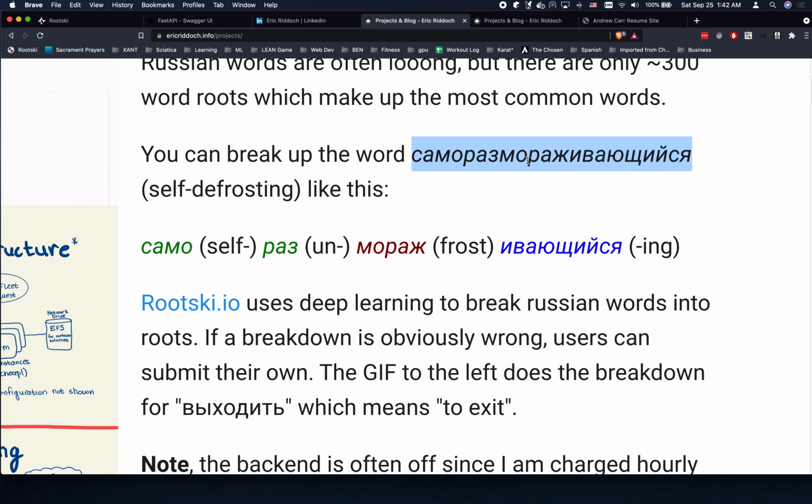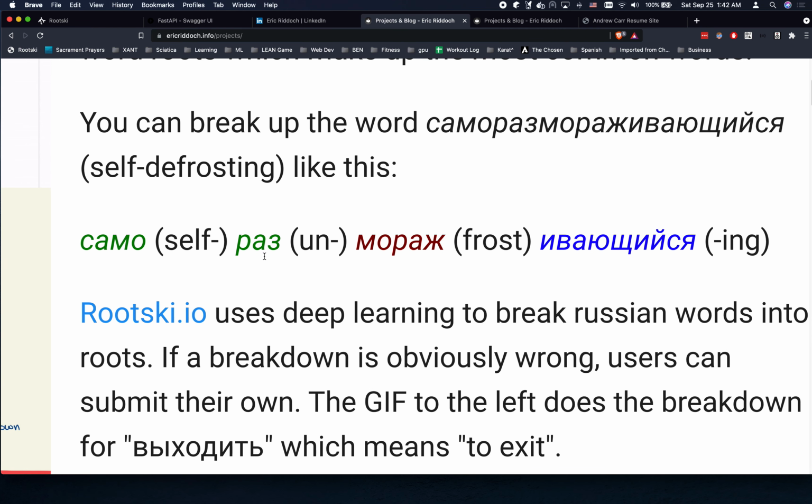So here's the word саморазмораживающийся. It is actually way more straightforward than this would make you think. Here I have that word broken down into roots.